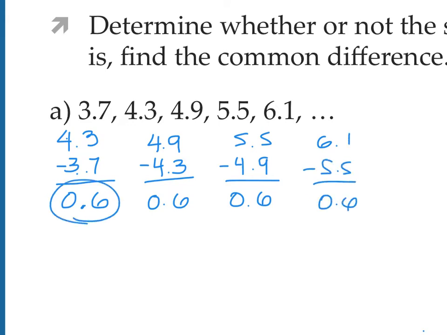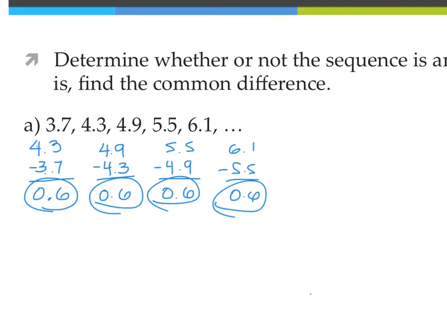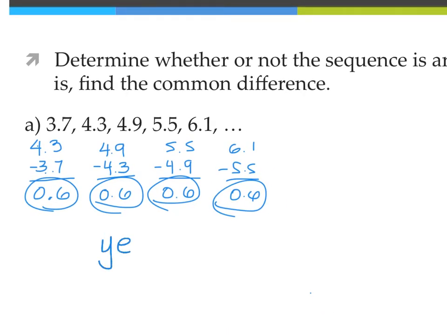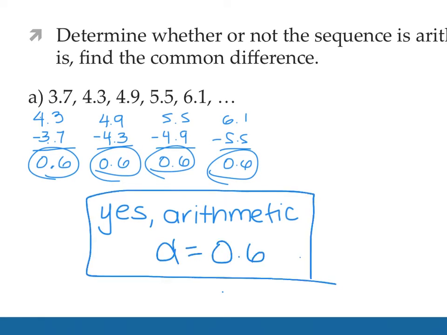0.6. So because these are the same every time, this is an arithmetic sequence. So the answer is yes, it's arithmetic. And the value of d is a positive 0.6. It is increasing every time by 0.6.